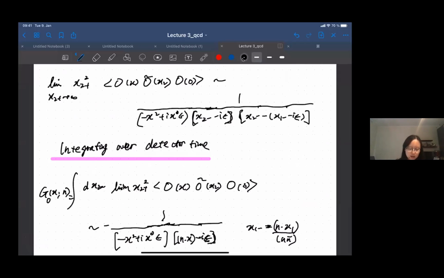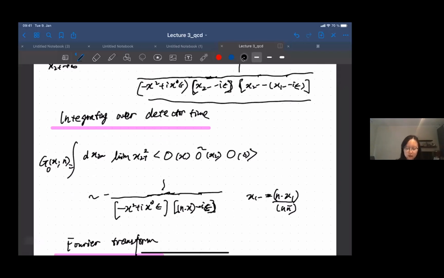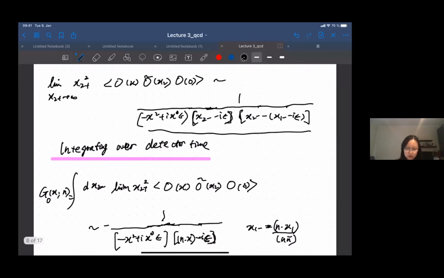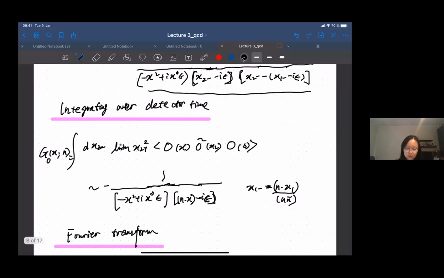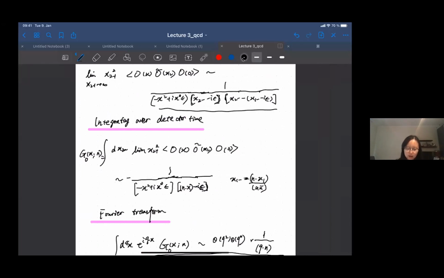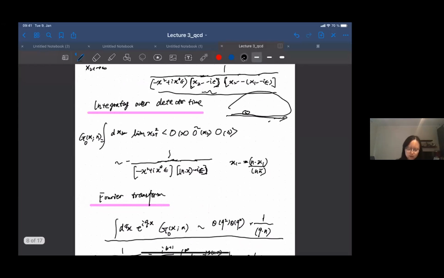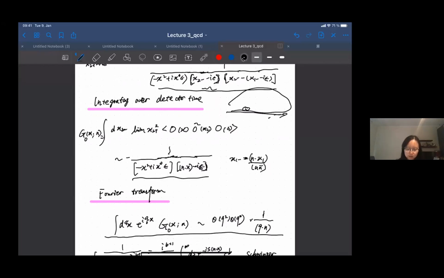In the end, we obtain this expression where we need to keep track of all the signs of the i epsilon prescriptions. Next we can integrate over the detector time, namely x2 minus. Here we only have a very simple rational function, so we can do it without any trouble. It is a contour integral having two poles on opposite sides of the real axis. We can close the contour from above and pick up the pole here, which gives us the final answer.